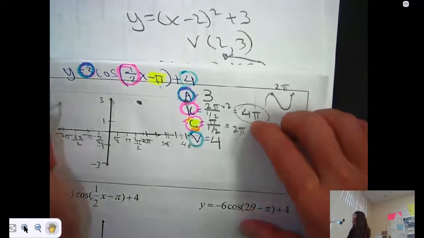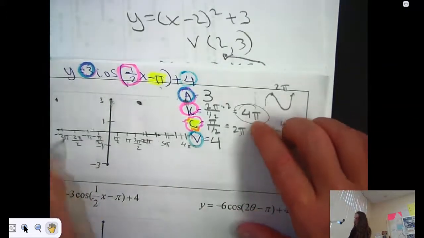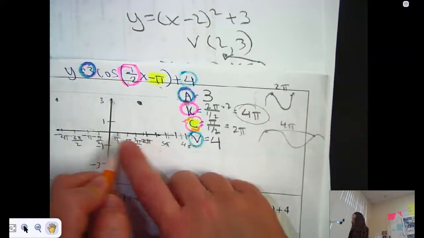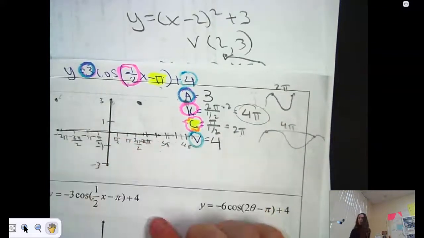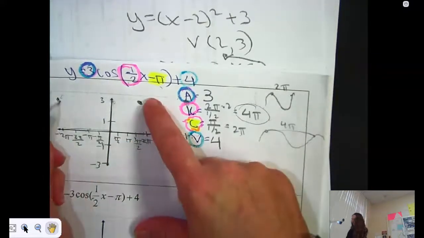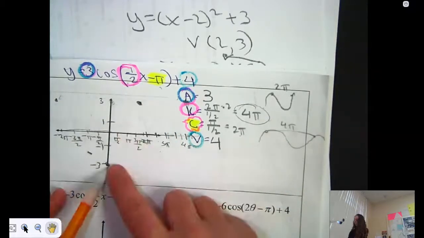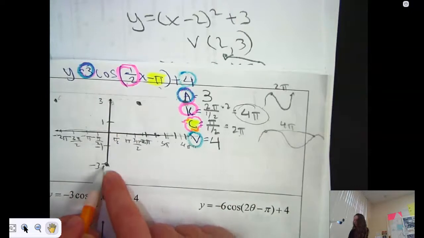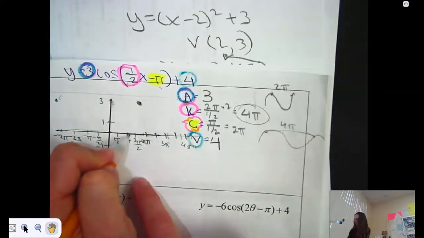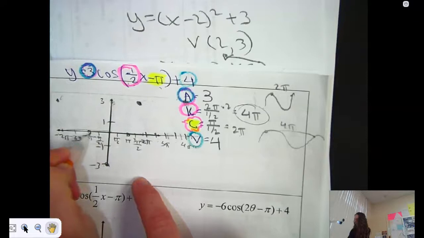But what I could do is say my top of my hump is here at negative 2 pi, because 2 pi plus 2 pi gives me 4 pi. And then that means my bottom is actually here because it's halfway. I know it's not drawn to scale. And then halfway between that would be here. And then halfway between that would be here.